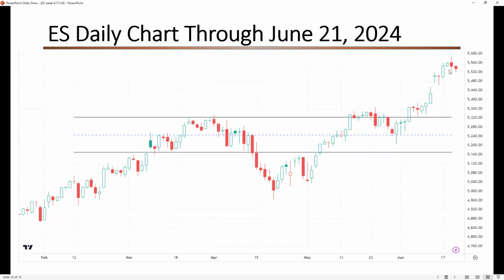On the downside, 55.25 first needs to break. If that breaks, then we want to see 55.15 break. If that happens, then we could see a test of the 54.90 area right here. And if that breaks, we could see a gap fill towards the 54.40 area here.